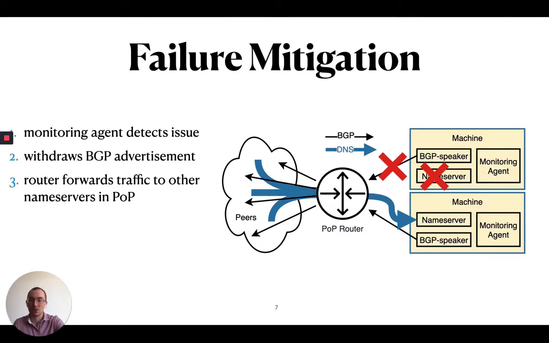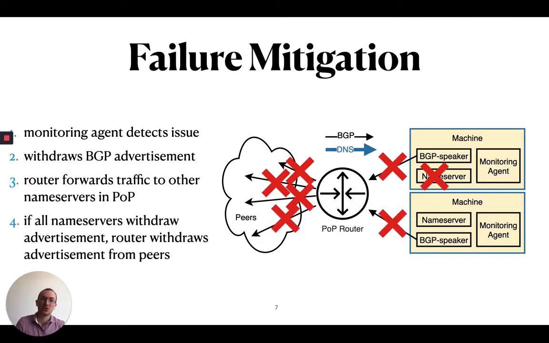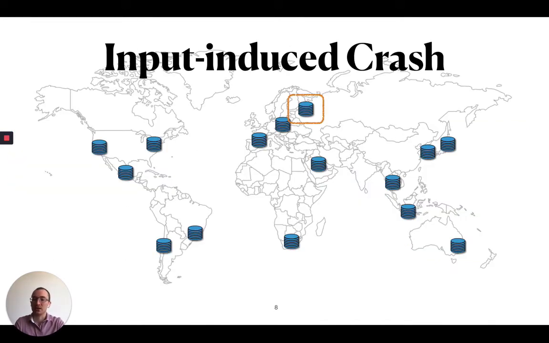However, if there's a failure with the bottom machine as well, it will also withdraw its BGP advertisements from the router, and the router will then withdraw the advertisements from its peers. And all DNS traffic now will flow to other POPs advertising the same Anycast prefixes. And we've effectively at this point failed over between POPs. The failover between machines within a POP is more or less instantaneous, but failover between POPs can take on the order of a second, and we have some measurements in the paper that I encourage you to please take a look at. So this general mitigation strategy works for a wide range of failures, but not all.